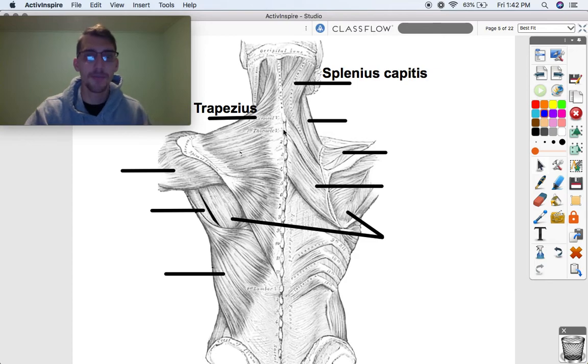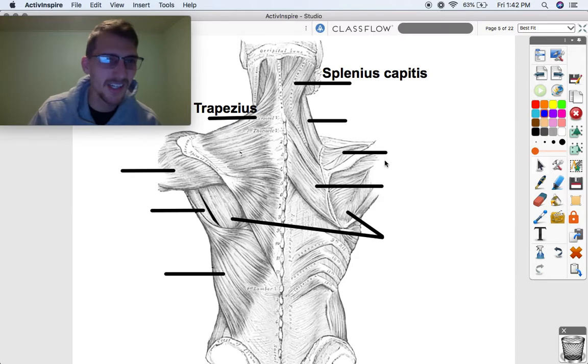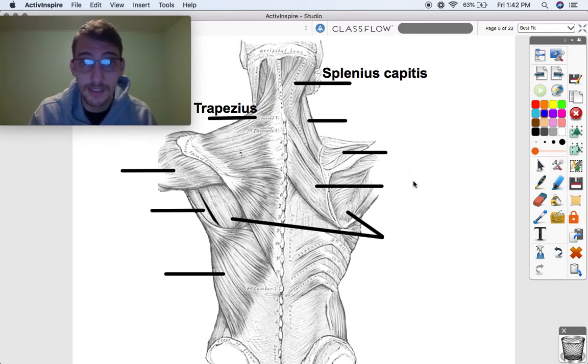So there's your trapezius. You see why it's trapezoidal a little bit? It extends all the way from there to there to there to there. It's almost like a diamond shape-ish. They thought it was a trapezoid shape, so there it is, trapezius.